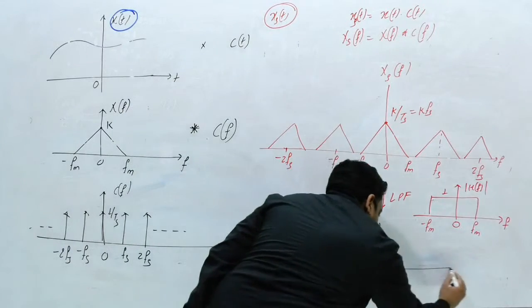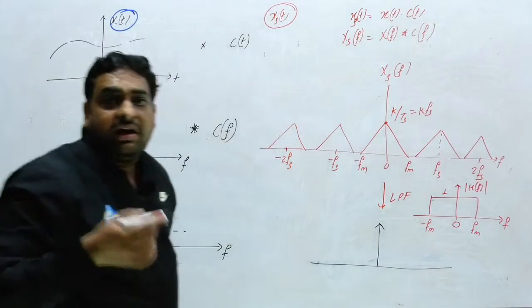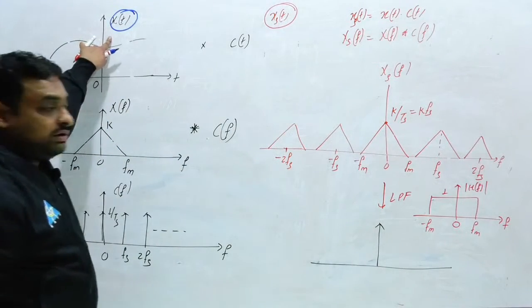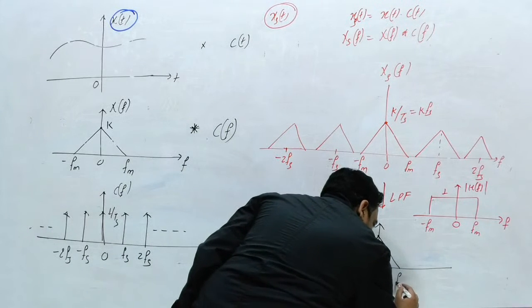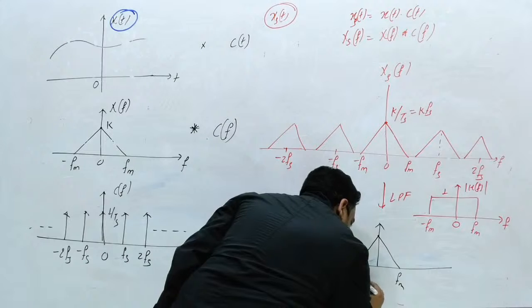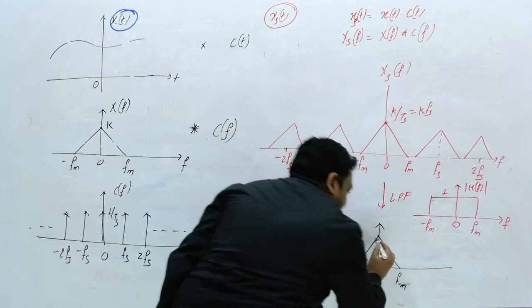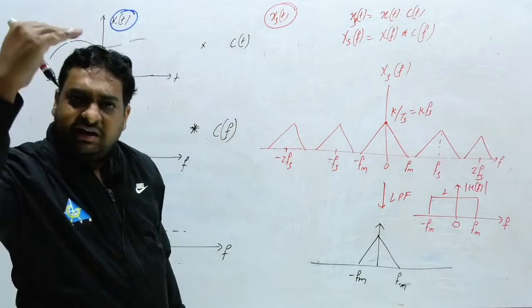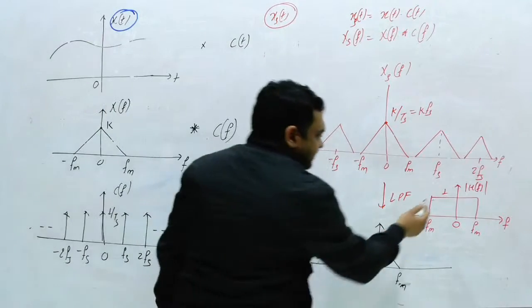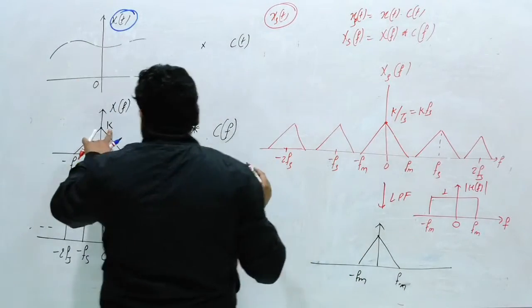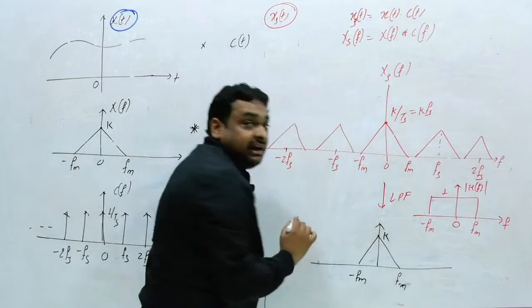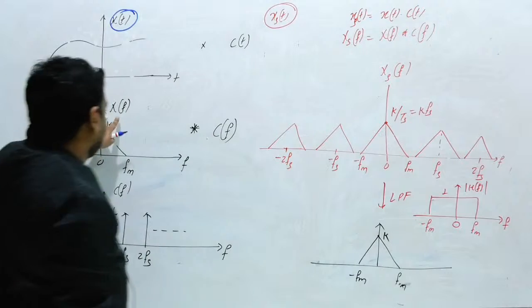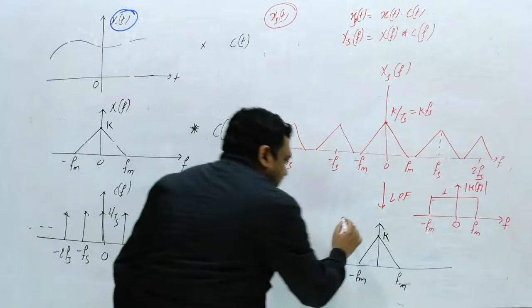Now, if you pass this signal through this low pass filter, what will be the result? Our result will again be the original signal x(t), and you will get here the Fourier transform of x(t). This is fm, this is minus fm, and the amplitude, by an amplifier, de-amplify or amplify, you can easily achieve the same quantity k. I am just going to write k here. Ready? And this is nothing but again X(f).